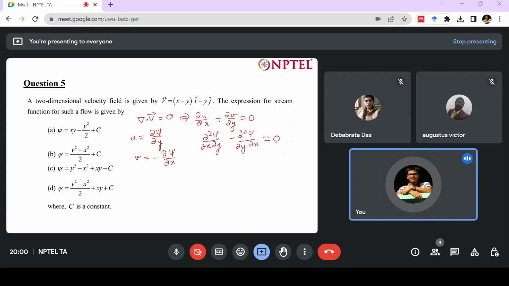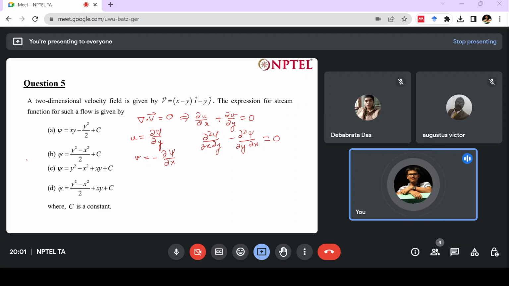Now, why is it given the name stream function? The name is given because for a particular streamline, this will have the very same value. It will have a constant value. So every streamline will have a constant value of the stream function, which we can see later on.